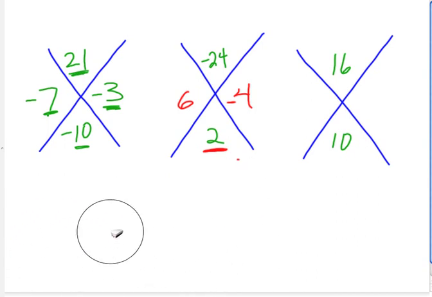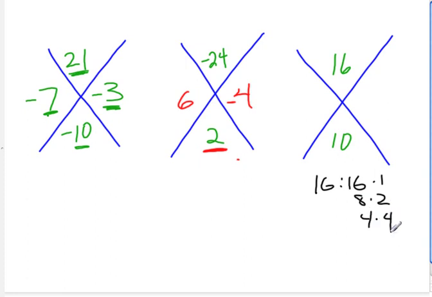Okay, last one. 16 is 16 times 1, 8 times 2, and 4 times 4. Which one is it? You guys are so smart. 8 and 2. And are they both positive? Yes, they sure are.